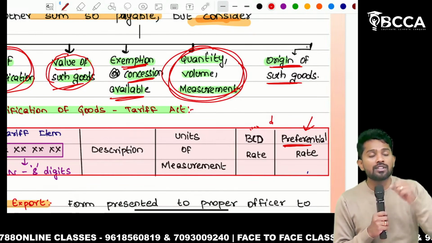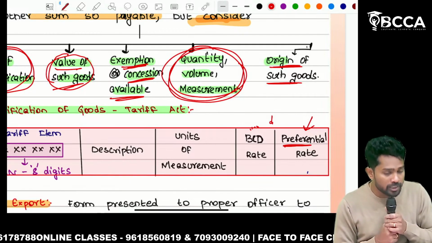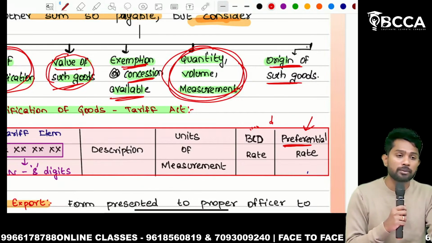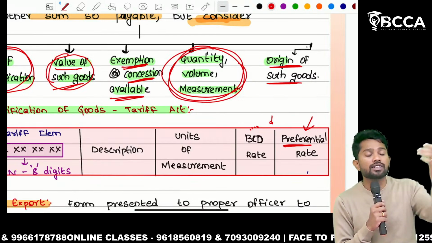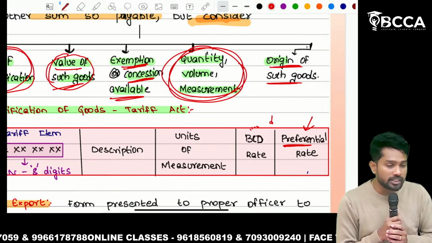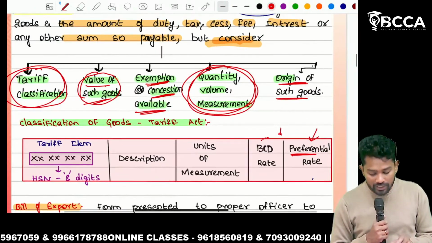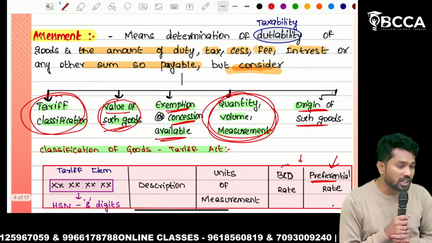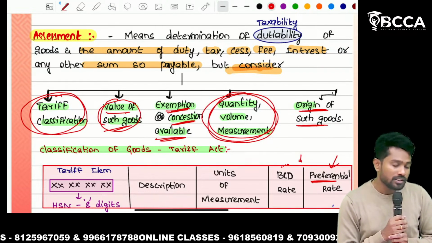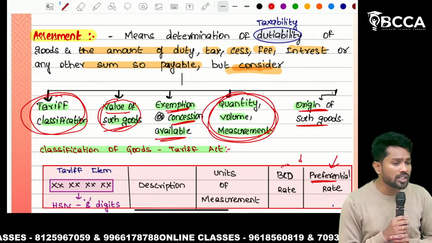So with this, we are done with the assessment definition. Quickly we'll summarize. Assessment means determination of dutability, I mean finding out whether the goods are dutable or not, and then determining the amount of duty, tax, interest, cess, fee or any other amount payable.